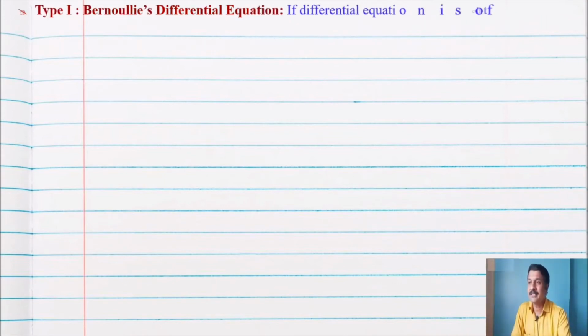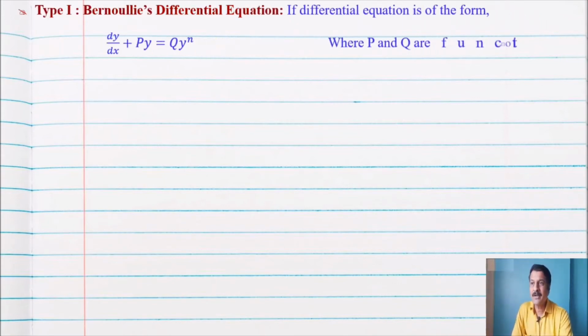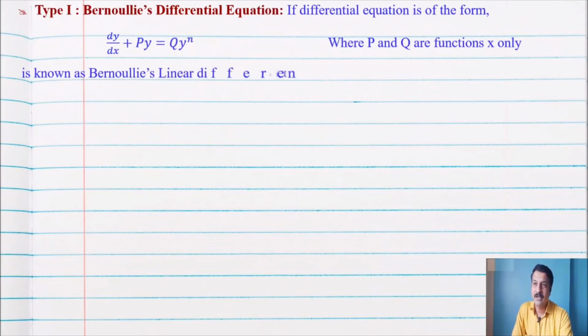So in that, type number 1 is Bernoulli's linear differential equation. If the differential equation is of the form dy by dx plus p into y equal to q into y raised to n, where p and q are functions of x only, it is known as Bernoulli's linear differential equation.